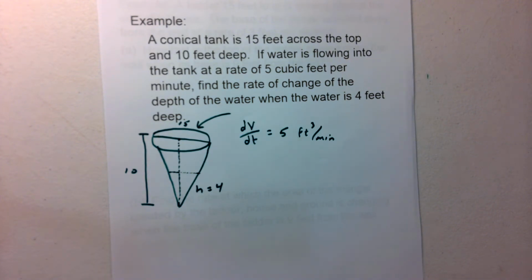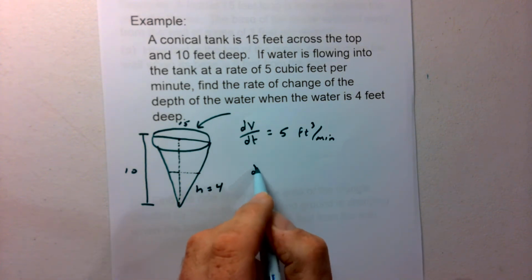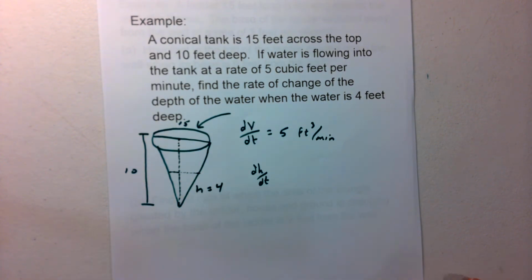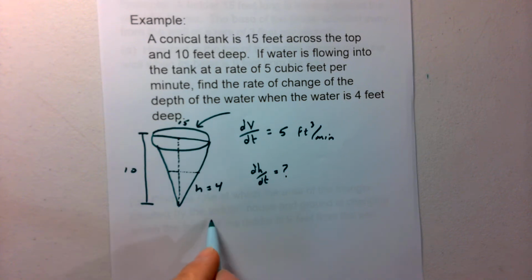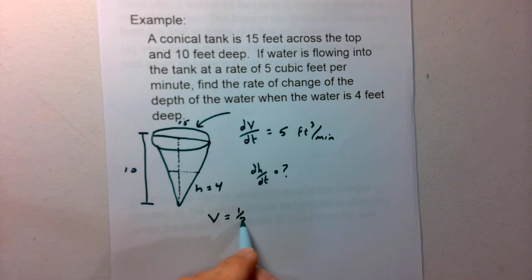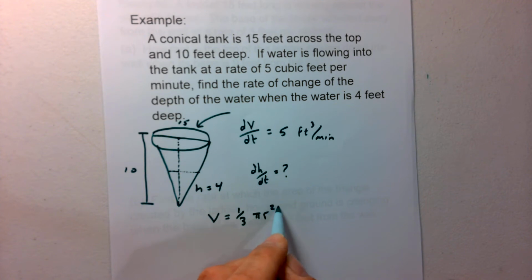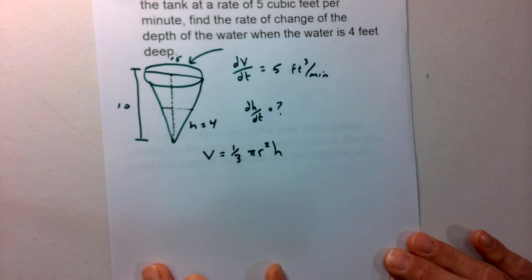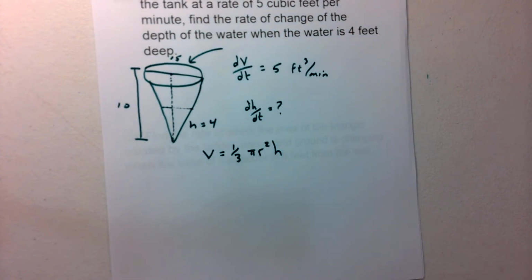We want to come up with then how fast the depth of the water is changing. We want to find dh/dt. That's what we're looking for. So we need a relationship between the volume and the height of a cone. Anybody recall what the volume is going to be? Volume is 1/3 pi r squared h. So that gives us somewhat what we want. We have that radius and we have the height.